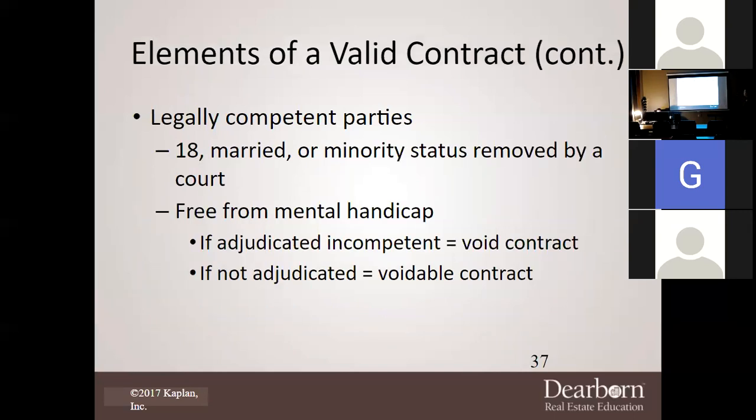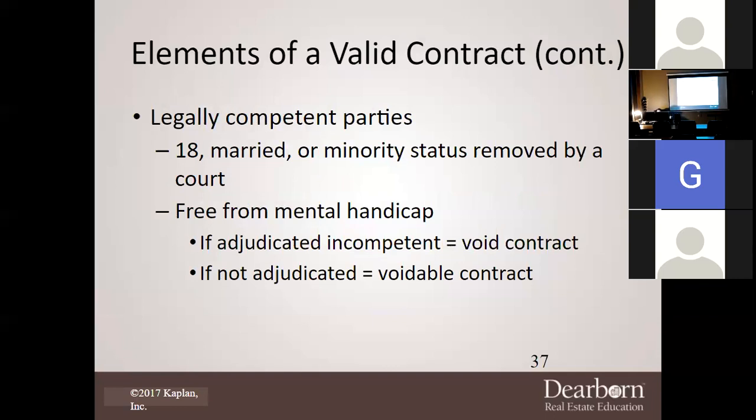For a legally competent party, the individual must be 18. They can be married, or minority status can be removed by the court. They also must be free from any mental handicap. If they're adjudicated incompetent, it is a void contract. If they have not been adjudicated, but there's a history of it, it's a voidable contract.